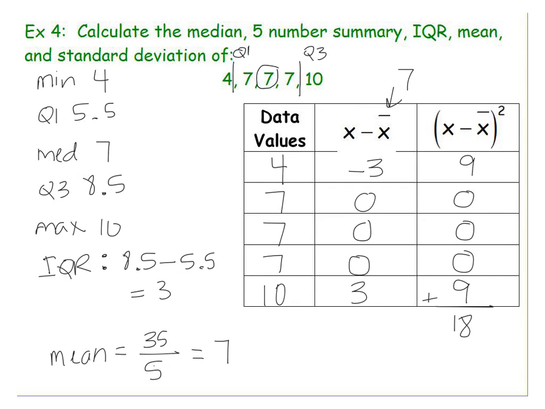So now we need to find step 5, which is the variance. So to find the variance, we're going to divide this by 4. 18, where did I get 4 from? I divide by n minus 1. Well, n is the number of data values, and there were 5 of them, so 5 take away 1 is 4. So 18 divided by 4 is 4.5.